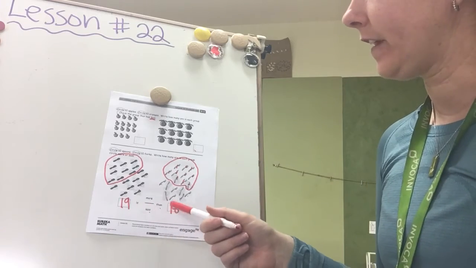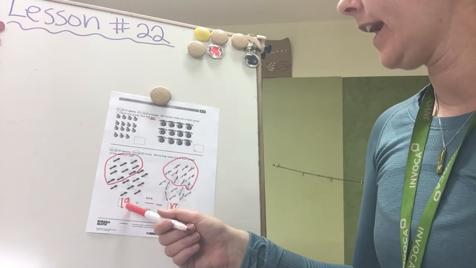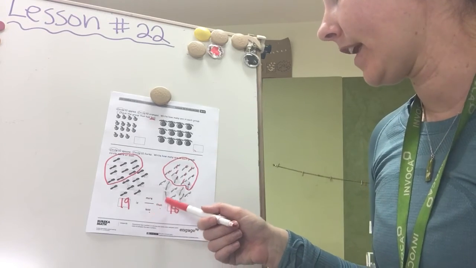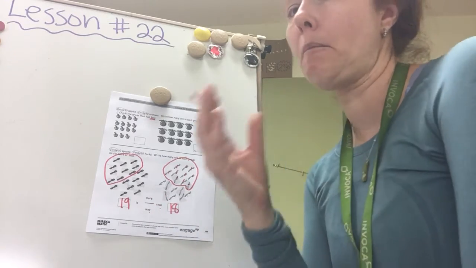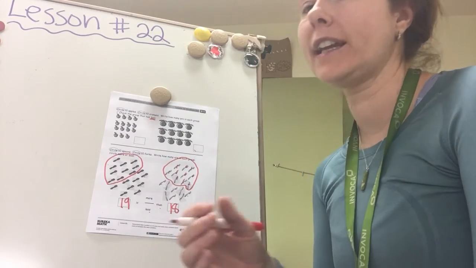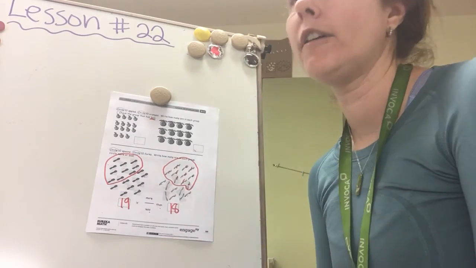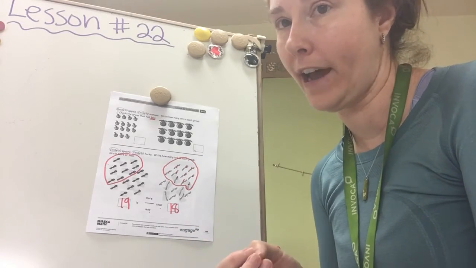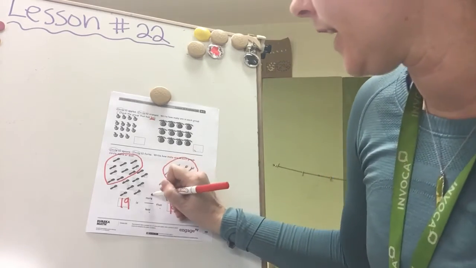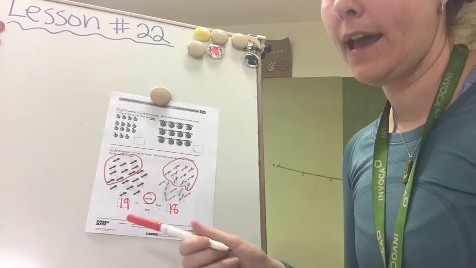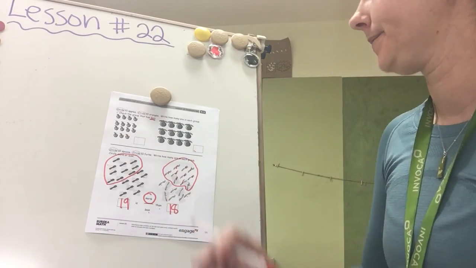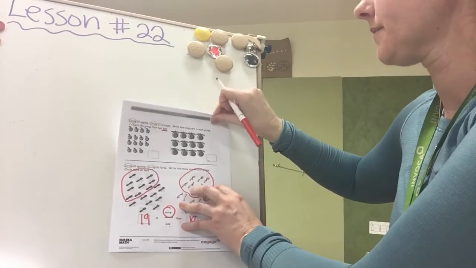Now, we have to fill in this sentence. 19 is more or less than 18? Is 19 more than 18 or is 19 less than 18? Remember, more is the bigger value and less is the lower value. So 19 is more, M-O-R-E, more than 18. Awesome, guys.